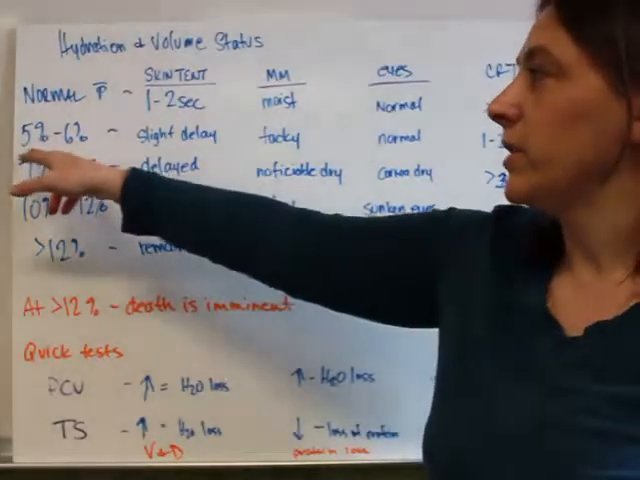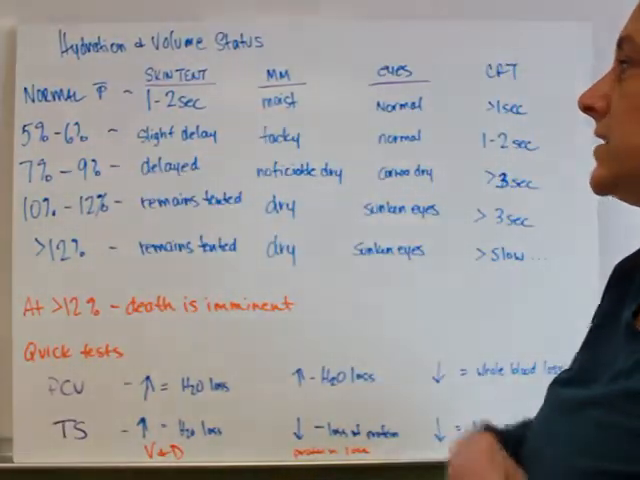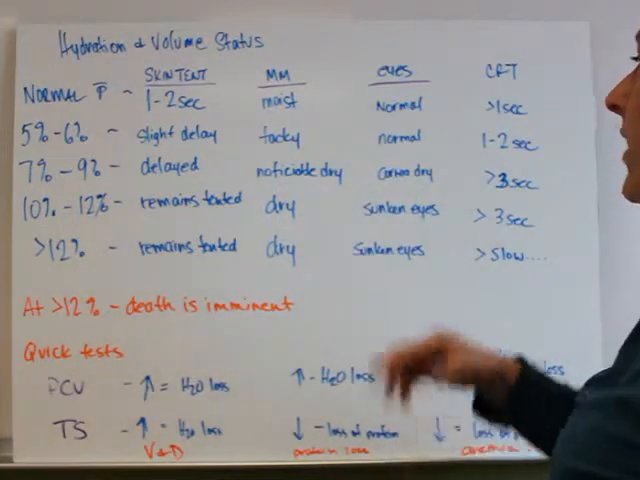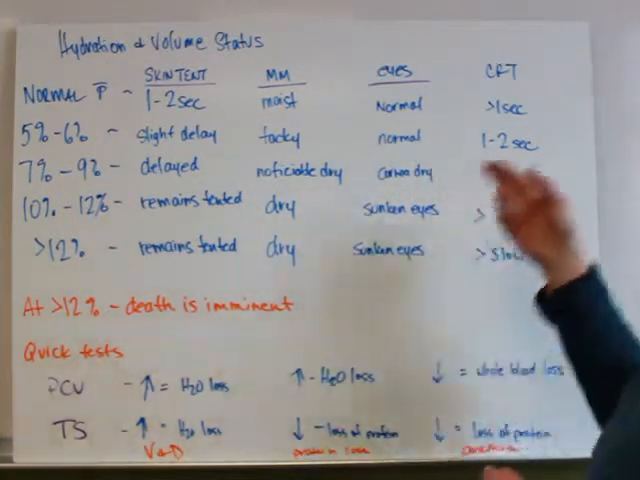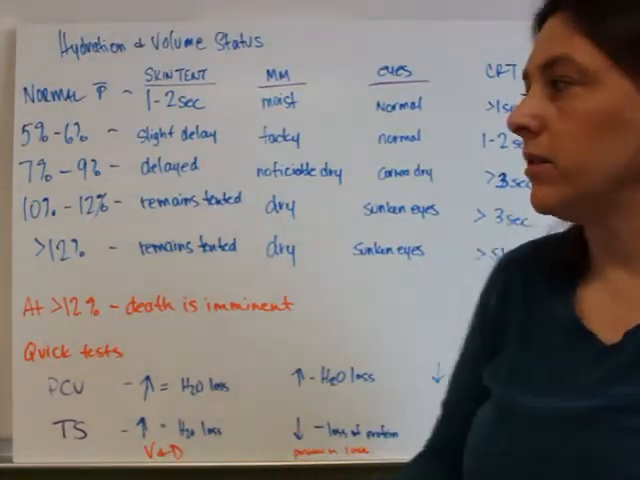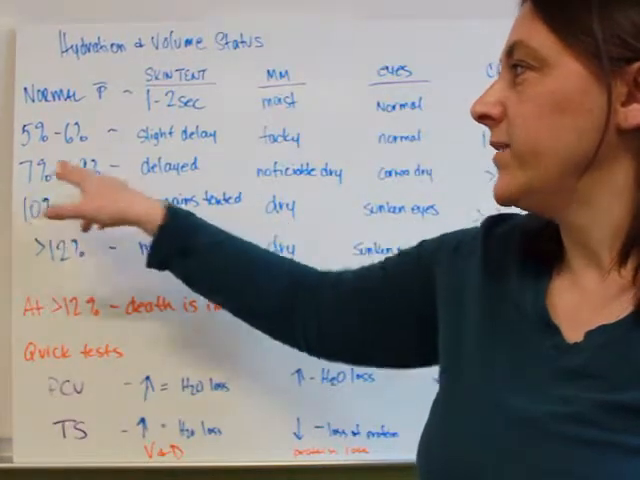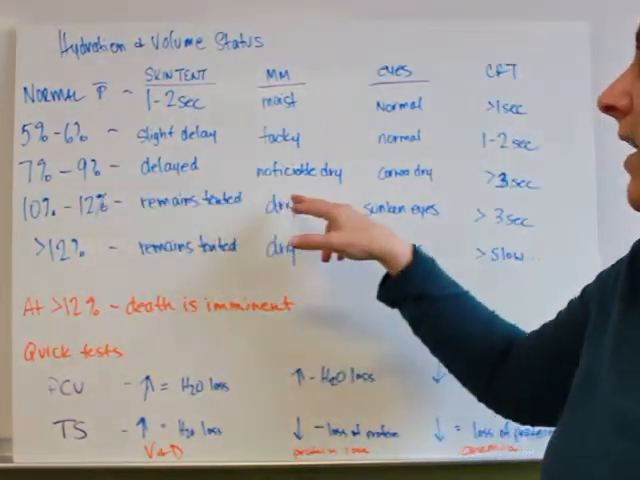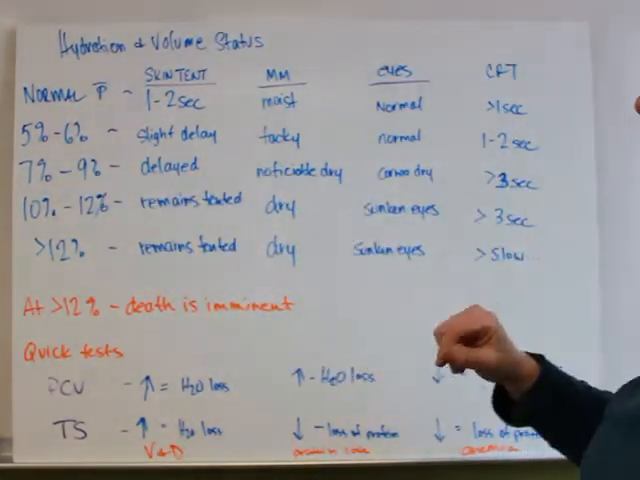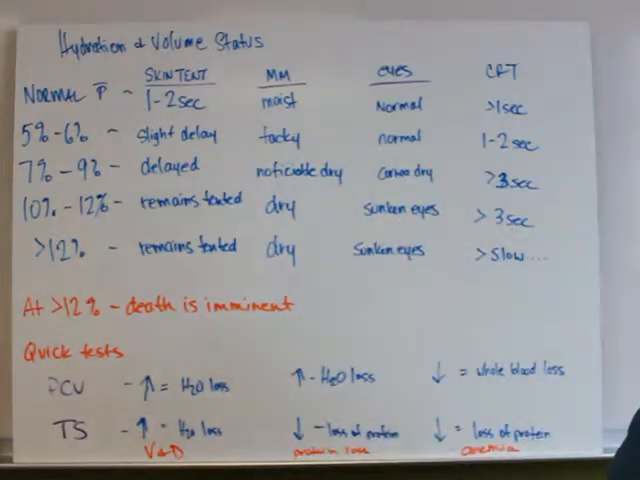So let's go back up here to 5 to 6%. They have a slight delay in their skin tent. They have tacky mucous membrane. Their eyes appear normal, and their cap refill time could be about 1 to 2 seconds, and they're pink. Okay. And so we talked about 7 to 9% being delayed skin tent, noticeably dry mucous membrane, their eyes appear dry, and they have a cap refill time of about 3 seconds.